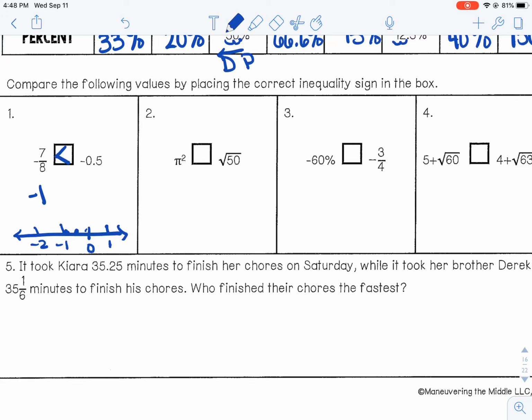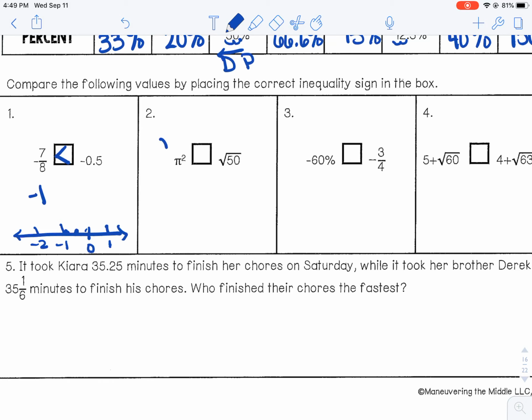Okay. For number 2, we have pi squared, and we're going to compare it to the square root of 49. Well, pi we usually approximate as 3.14, which is very close to 3. So if I have pi squared, what is 3 squared, or 3 times 3?